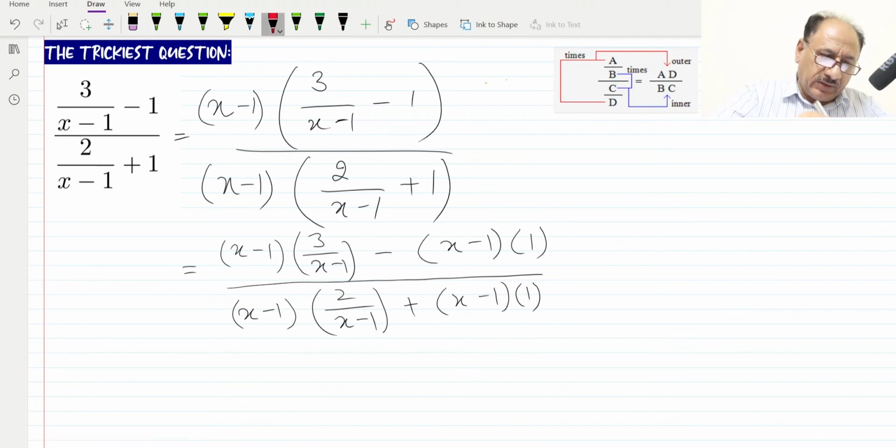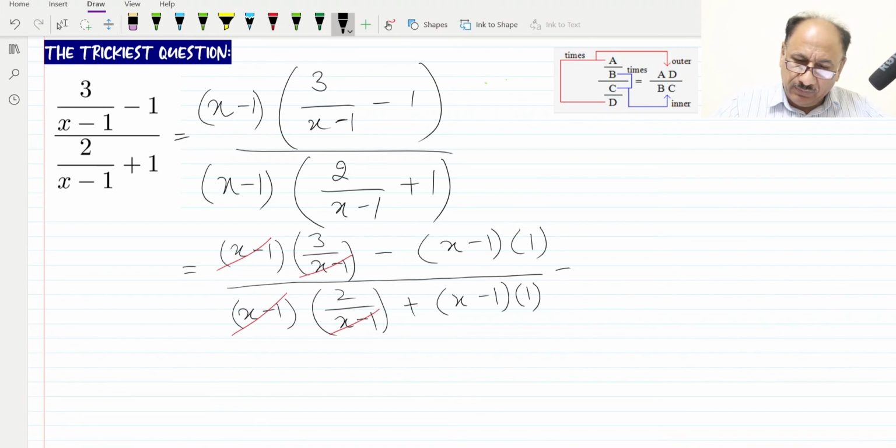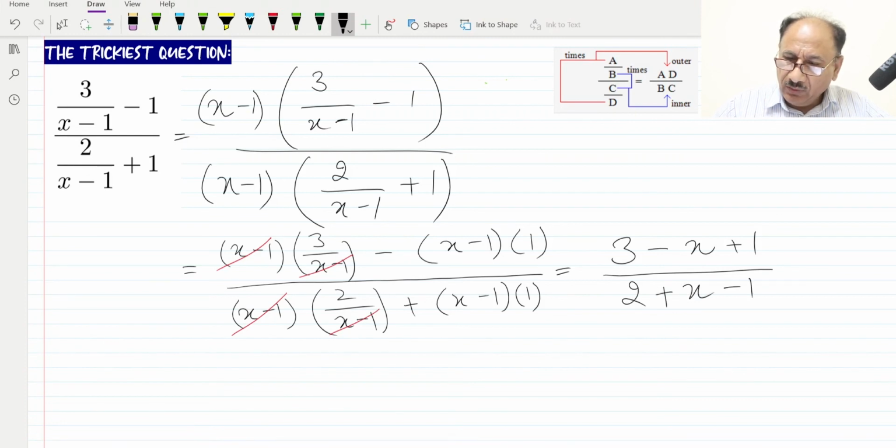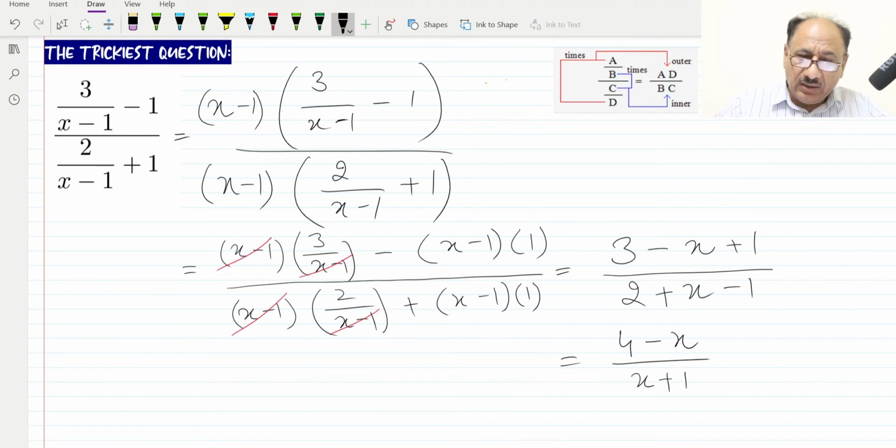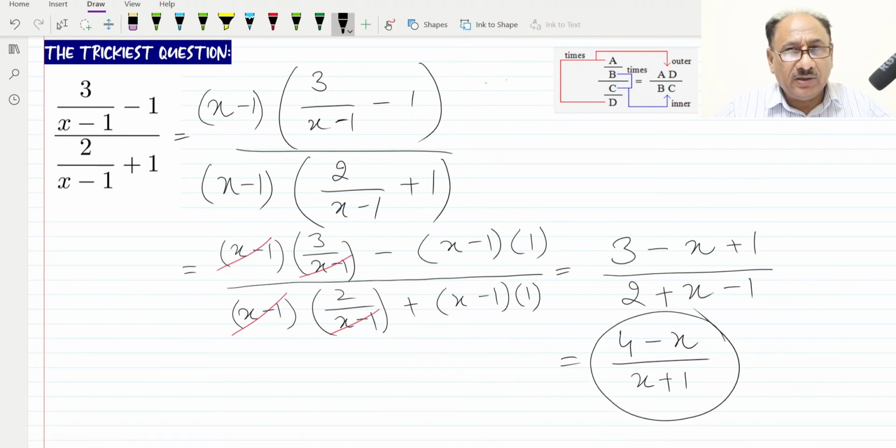Now whatever cancellation is possible we can cancel. These two can be cancelled, and these two can be cancelled. Now the remaining simplified version will be what? 3 and minus x. So minus multiplied by x will be minus x, and minus multiplied by minus 1 will be plus 1. So we'll write here plus 1 divided by 2 and plus x minus 1. Now we can write the final answer, which will be 4 minus x over x plus 1, and this is the same answer which we got by the first method.